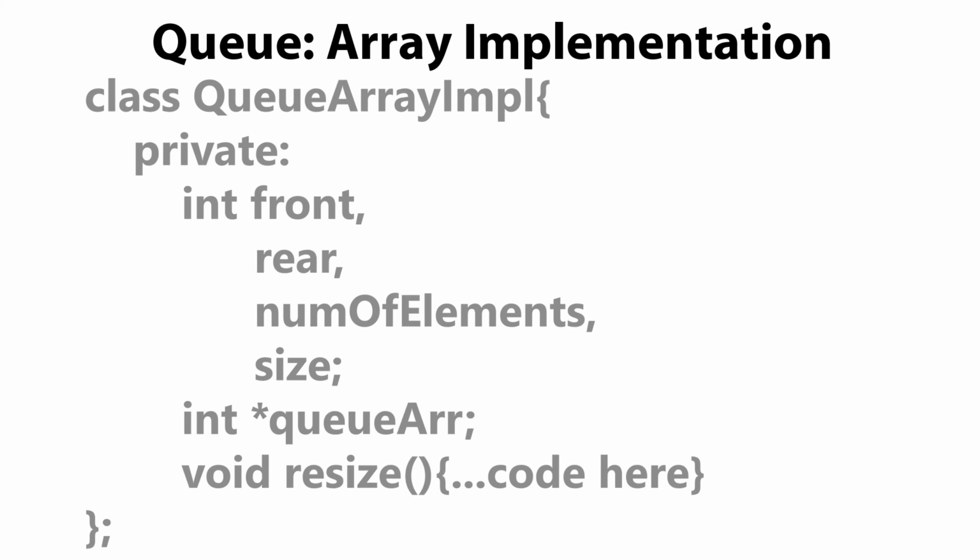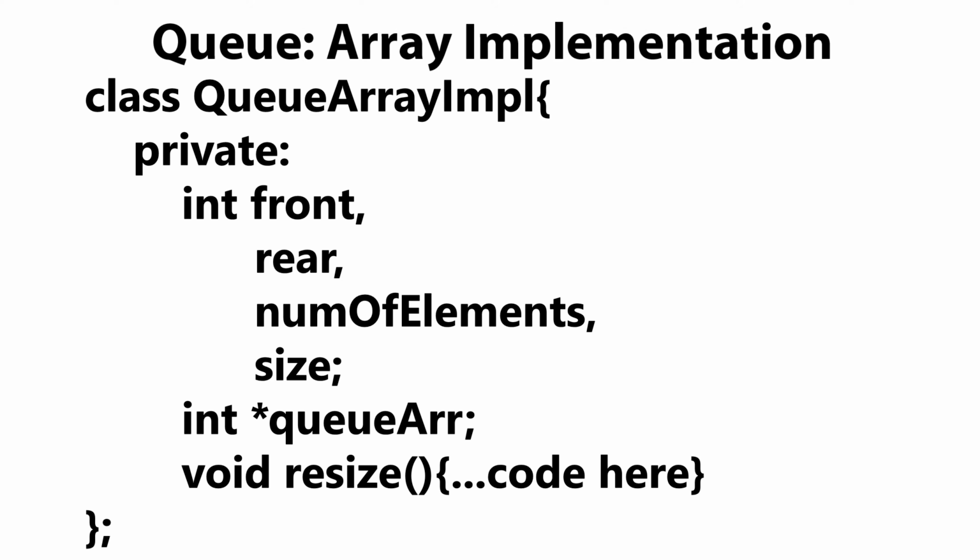And in this tutorial, we're going to be implementing a queue using an array. So to get started, we're going to create a class called queueArrayImplementation. It's going to contain a bunch of private data members.